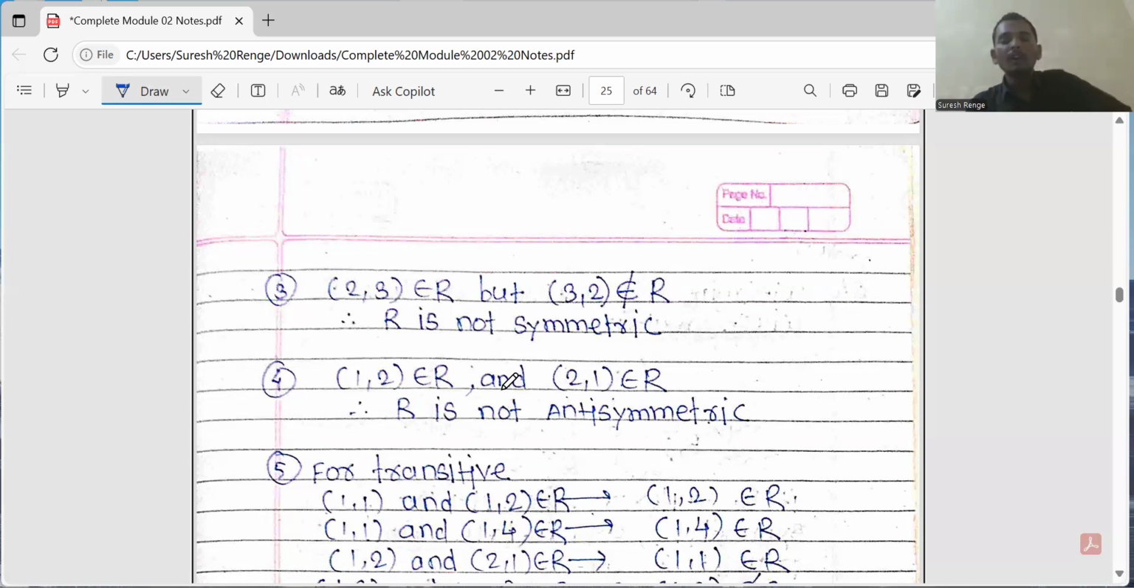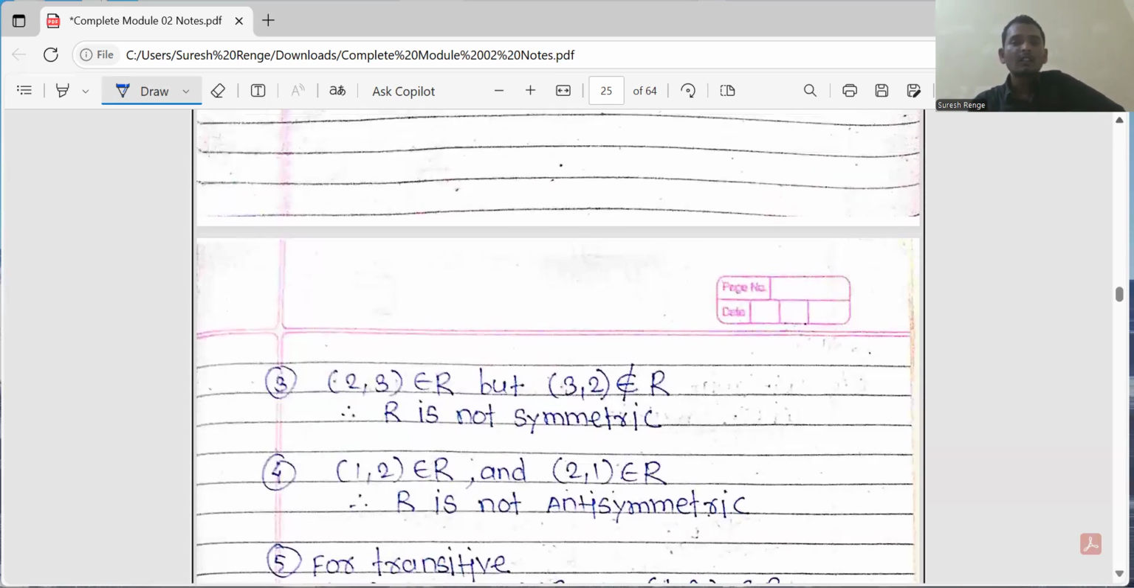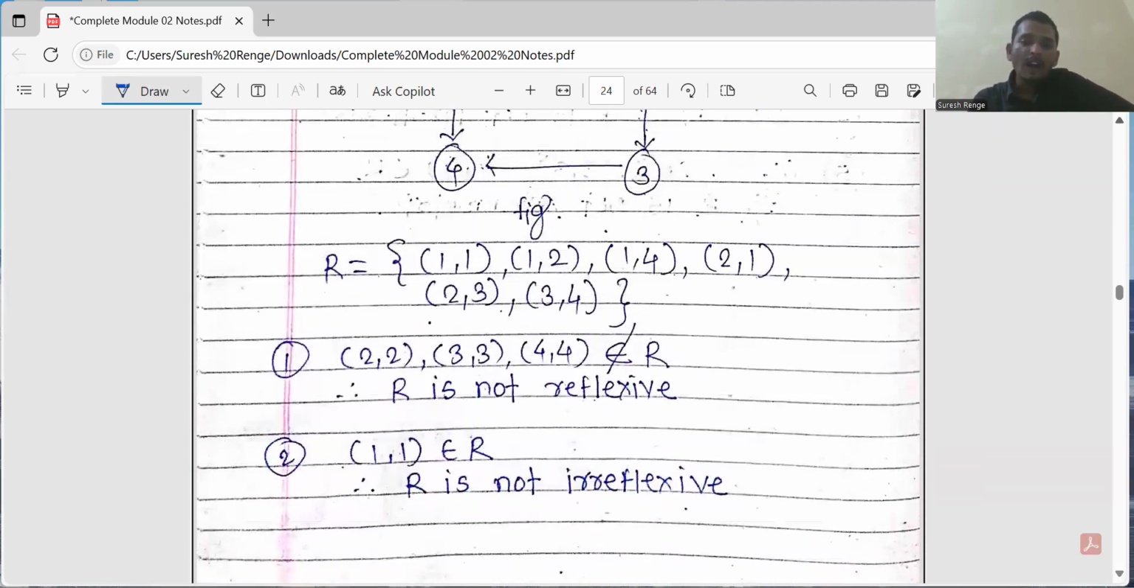Now let us observe that 1 and 2 are present. 1 comma 2 is an element present in relation R. At the same time, we observe that 2 comma 1 is also present in relation R. So 1 comma 2 is in R, and 2 comma 1 is also in R, which satisfies the symmetric property. We are able to find one element satisfying the symmetric property other than the diagonal, other than the self-related elements.